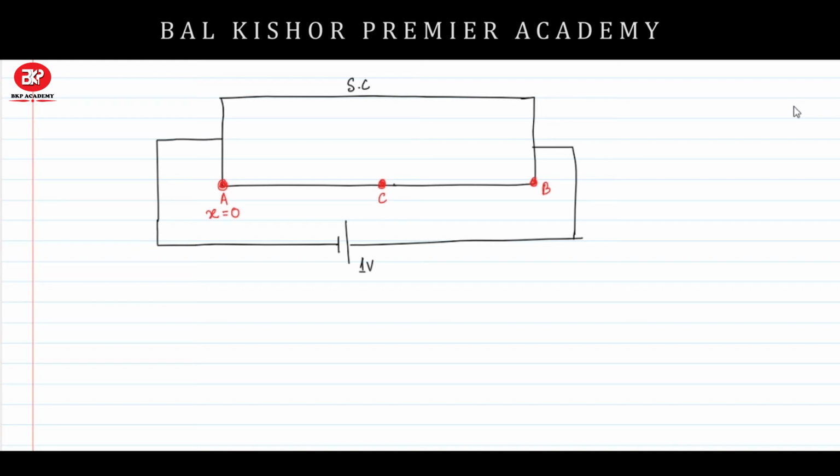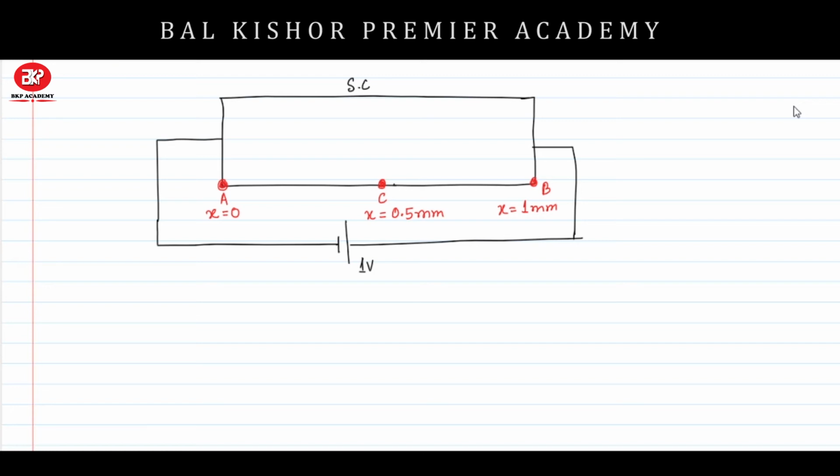This point C is at a position of x equals 0.5 millimeter, and the point B is at a distance of x equals 1 millimeter. So these are the 3 points situated at different positions: the A point has a position value of x equals 0, the C point has a position value of 0.5 millimeter, and the B point has a position value of x equals 1 millimeter.